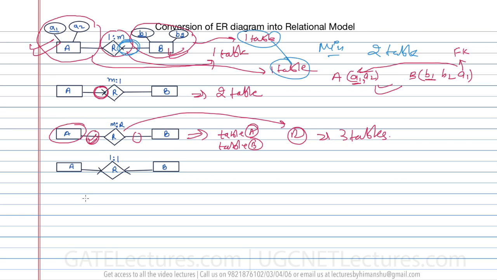But in the next diagram, you can see that there is a key constraint on both sides. That means the maximum cardinality is 1 on both sides, or you can say it is a one-to-one relationship. Now in this one-to-one relationship, we are going to require 2 tables.